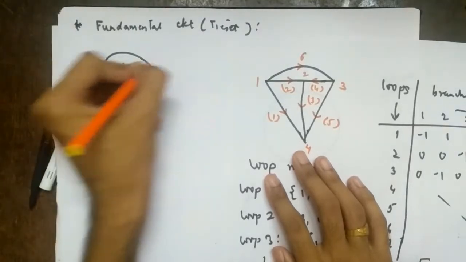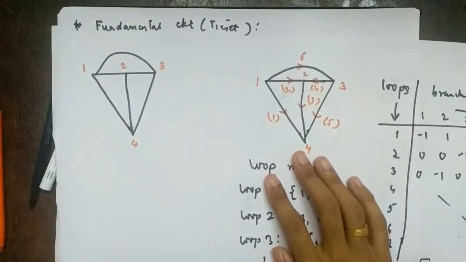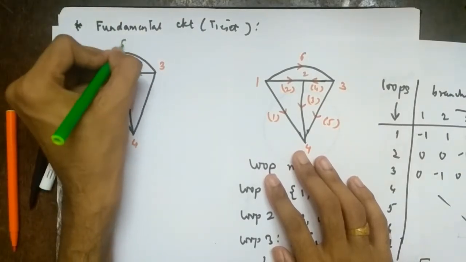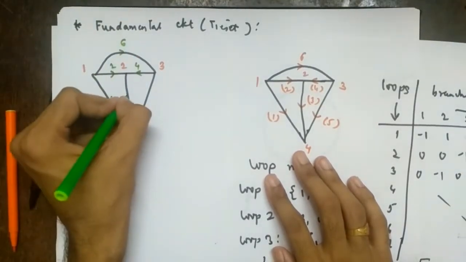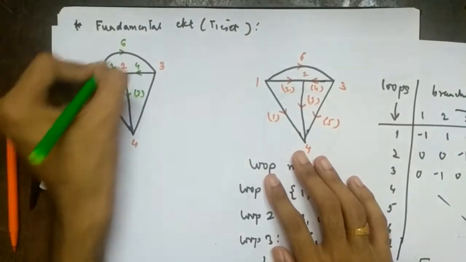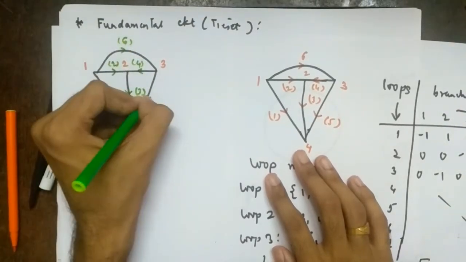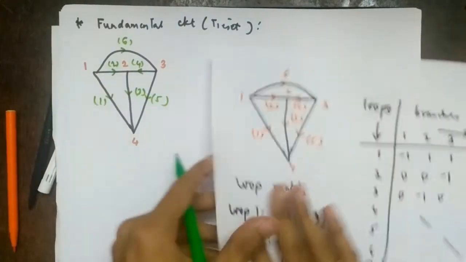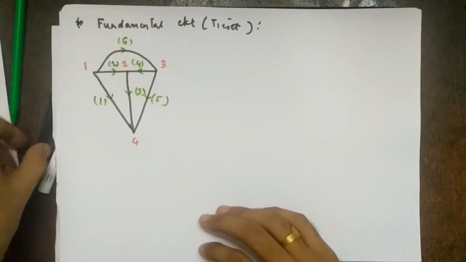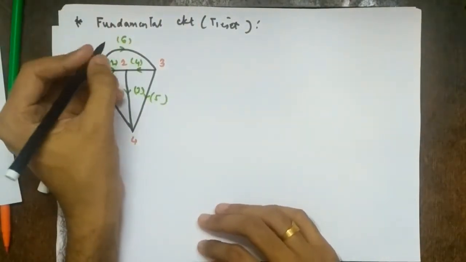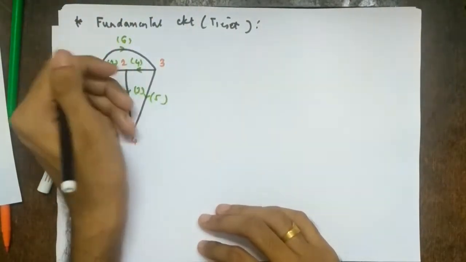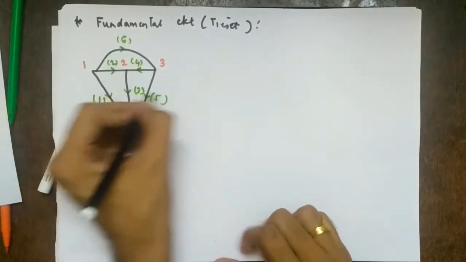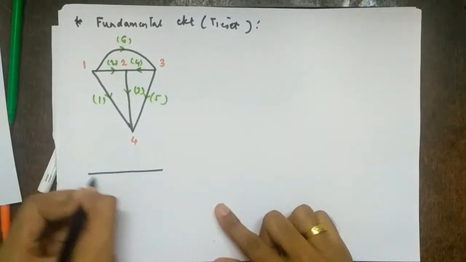These are the nodes 1, 2, 3, 4. This is branch 2, this is branch 4, this is branch 6, this is branch 1, this is branch 3, this is branch 5. A graph will already be given to you for drawing the fundamental circuit or tie set matrix. When a graph is given, you first have to select a tree and remove all the links. Let's say I select the tree which is this.